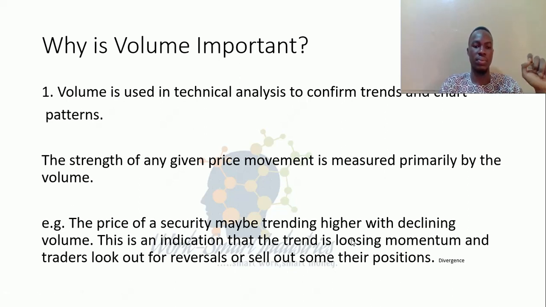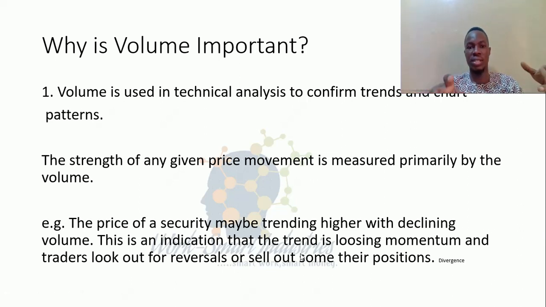The concept whereby the price of a security trends in the opposite direction to any particular technical indicator is divergence. So when you have maybe the price of Bitcoin trending upward, and maybe the relative strength indicator or any other technical analysis indicator trending downwards, you call that concept divergence.